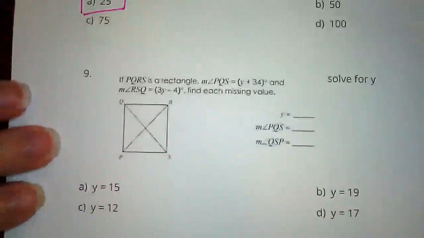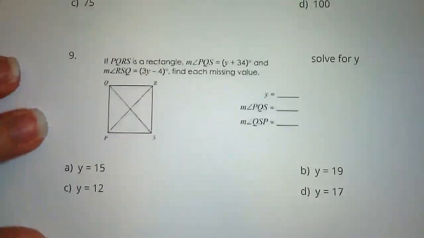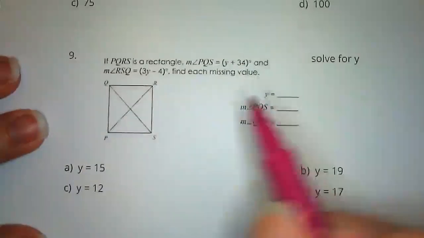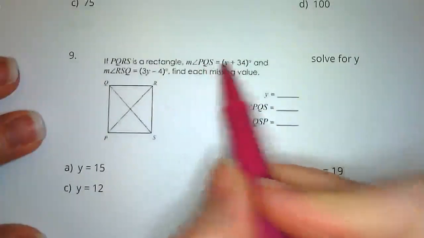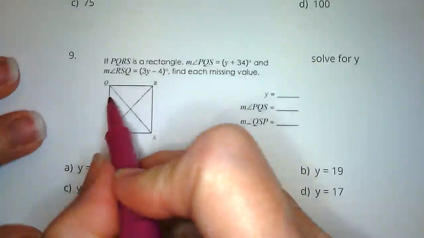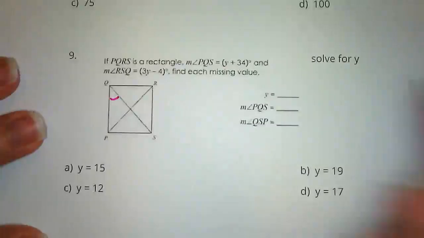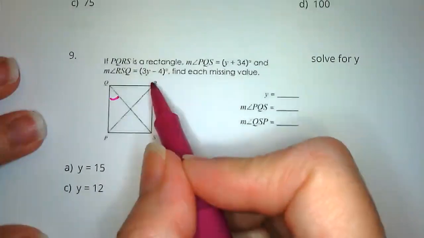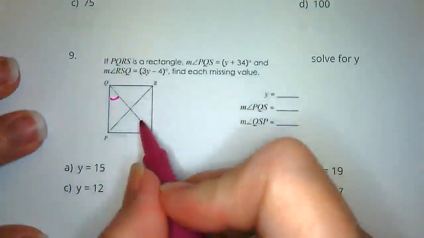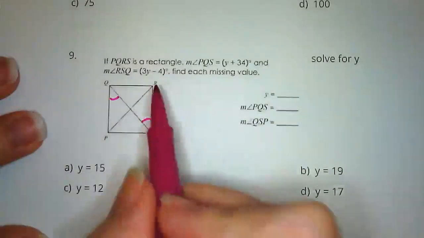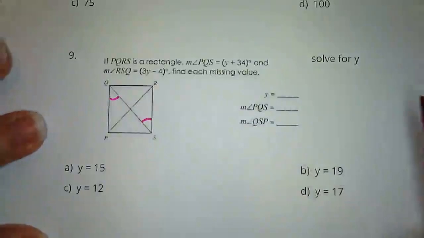All right, this one is a new one, and we're solving for y. We have a rectangle. Angle PQS, this angle right there, is y plus 34. And angle RSQ, that angle right there, is 3y minus 4.